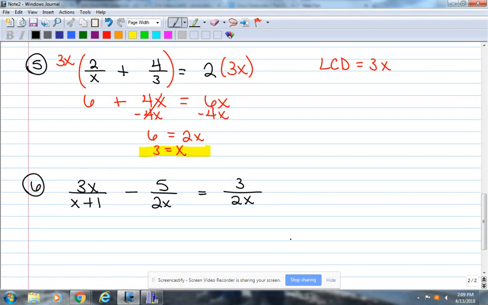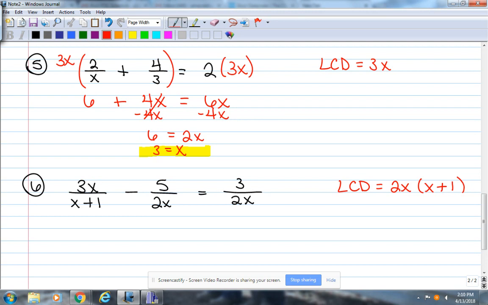All right, so first thing we need is our least common denominator. So what all different things do I have in my denominators? 2x is one of my denominators. What's one of my other denominators that I didn't already mention? X plus 1. Those are my denominators, right?